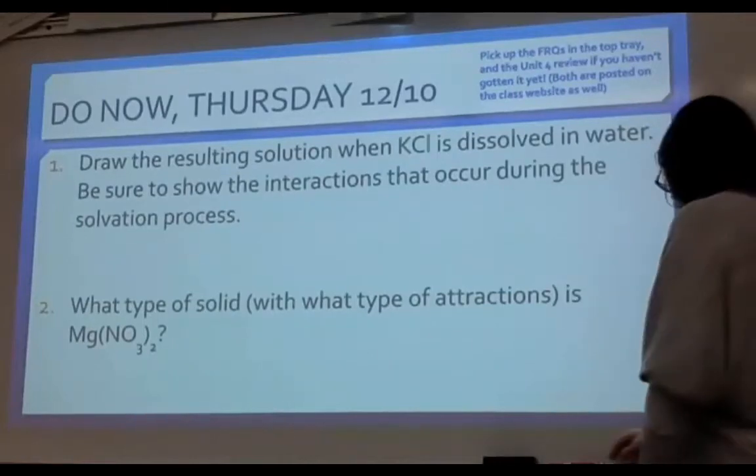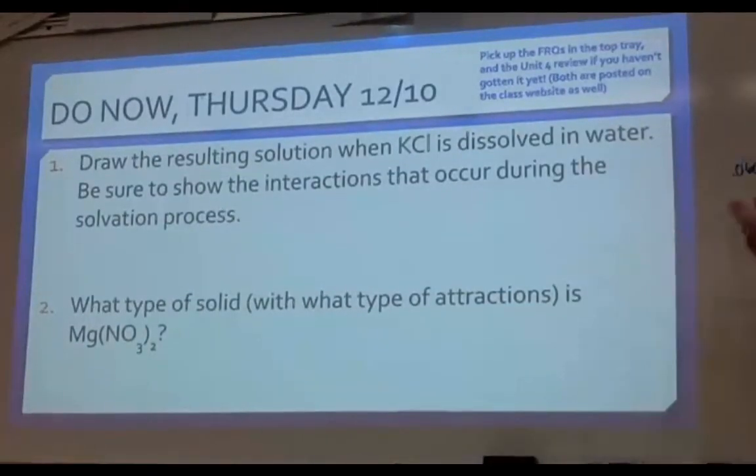Today, just two relatively short questions. Number one, draw the resulting solution when KCl is dissolved in water. Be sure to show the interactions that occur during the solvation process.